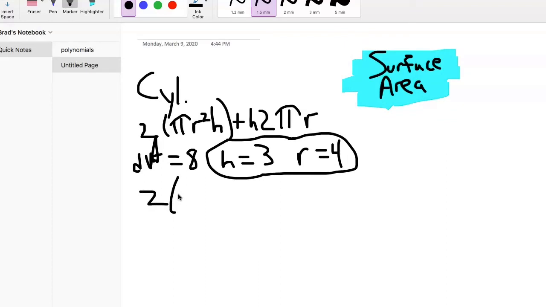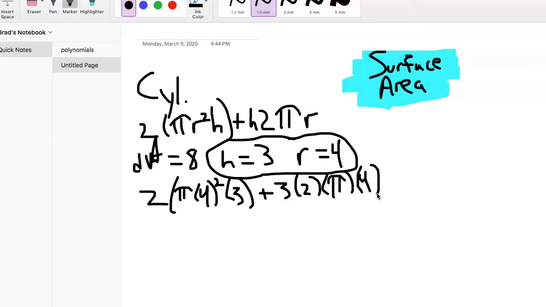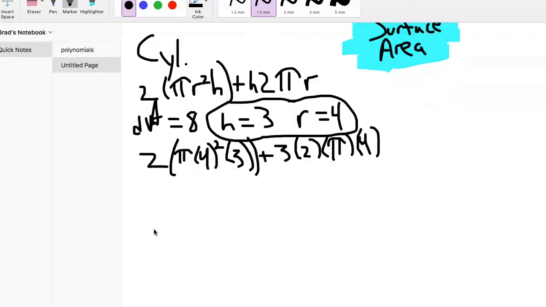Okay, so what do we do? 2 times pi times 4 squared times 3 plus the height is 3 times 2 times pi times the radius, which is 4. Okay, so once you've done all of that, there should have been a parentheses to close this thing off. Then we're just doing math now.